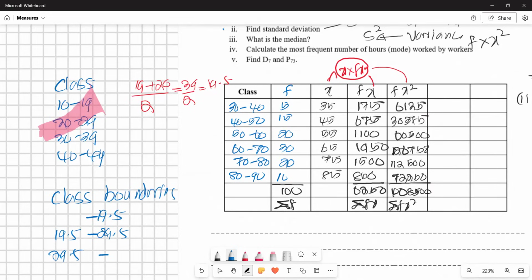This is how we do the calculation if the data are provided as classes like 10-19, 20-29, but there, it is 30, 40, 50, etc.